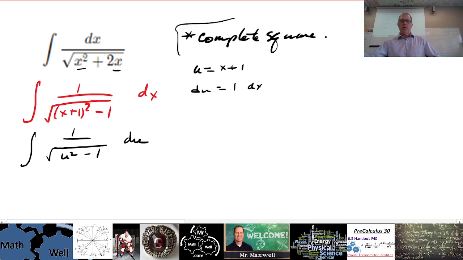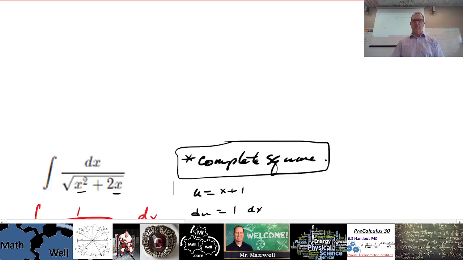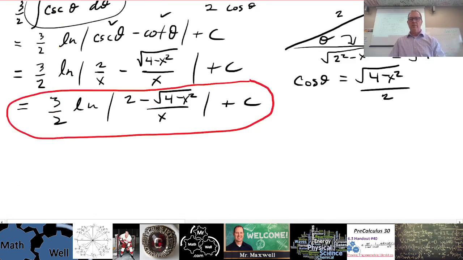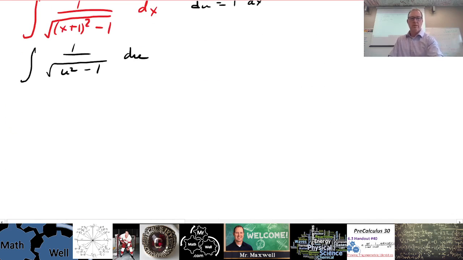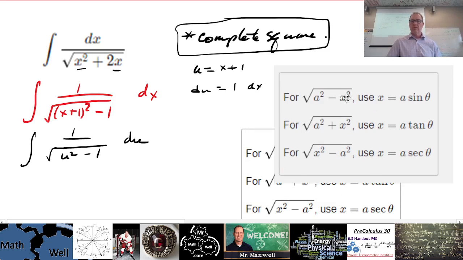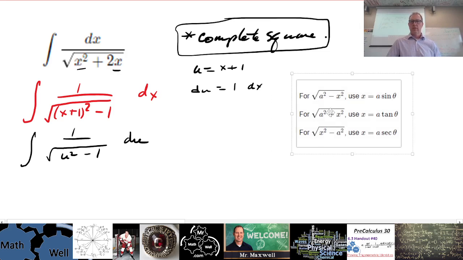So completing the square is the key to this one. A little bit trickier, but if we complete the square, do you see how now we have, like from our previous example, see this thing right here? We actually have a format that we can use here. All right. So which one do you see? What do you see here? Yeah, we have x squared minus a squared. So this is the secant one, which we haven't done an example like this for.